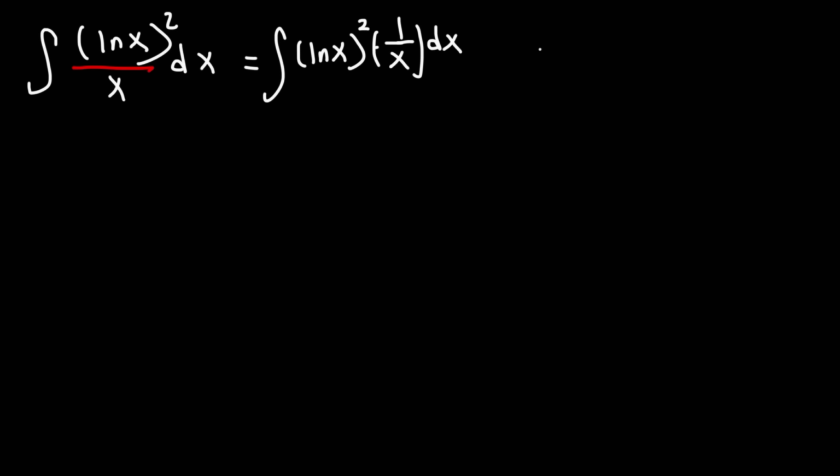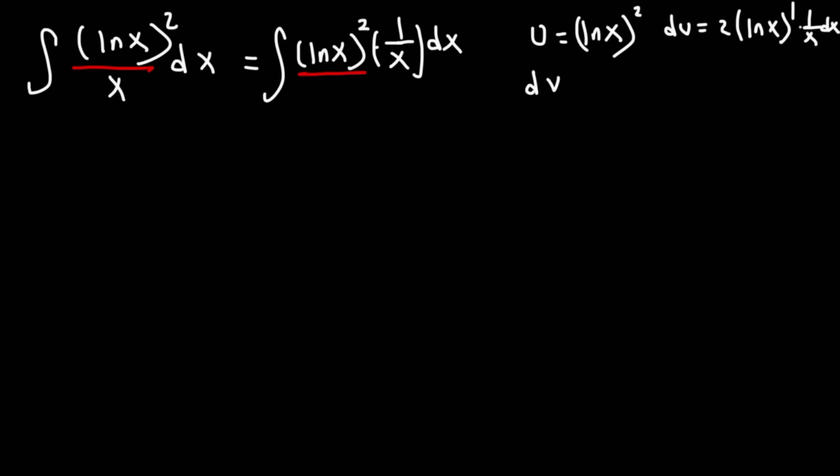Now what I'm going to do is I'm going to make u equal to ln x squared. du will be 2 times ln x to the first power times 1 over x, and then dx. So since I made u ln x squared, dv is going to be the other part. dv is going to be 1 over x dx. So antiderivative of 1 over x is ln x.